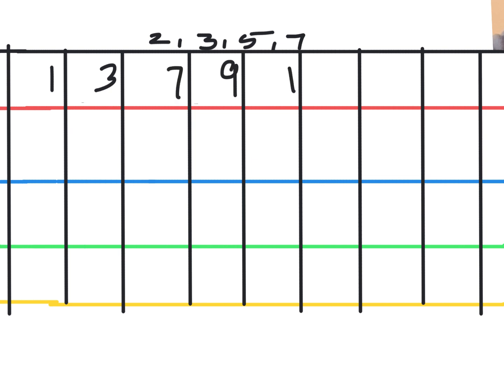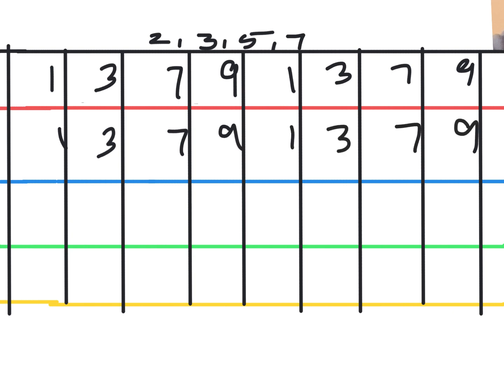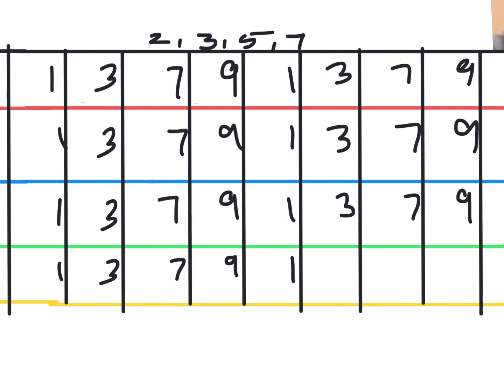Write the unit digits 1, 3, 7, 9. Write 1379 repeatedly, again and again. Now we write up the tens digit.